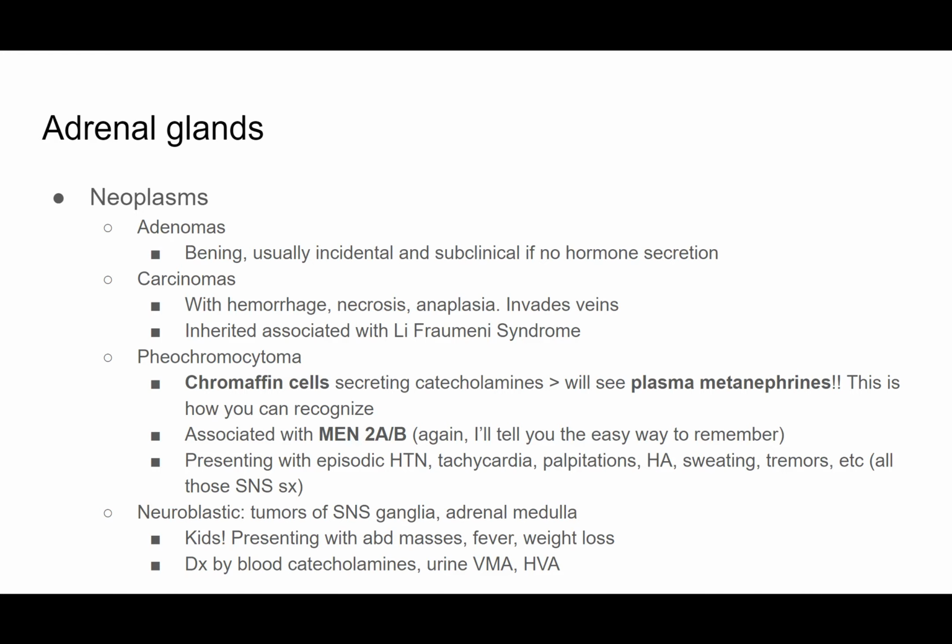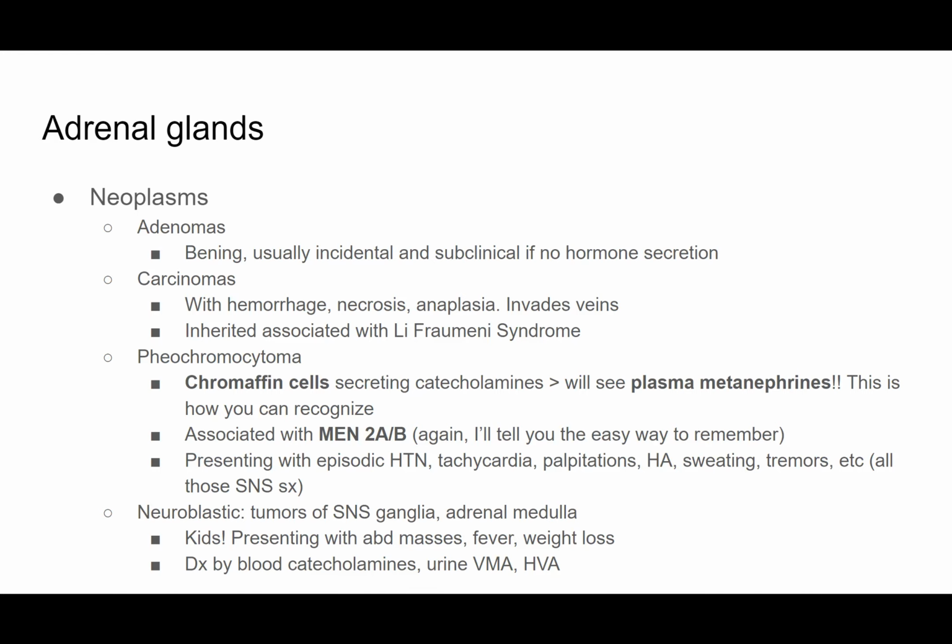So again, big high yield, they love pheochromocytoma, a chromaffin cell tumor secreting catecholamines. What does this mean? You're going to see plasma metanephrines. So this is how you recognize the patient, or maybe they give you the symptoms and you have to say, okay, what are you going to see? And it's plasma metanephrines. That's the biggest high yield here.